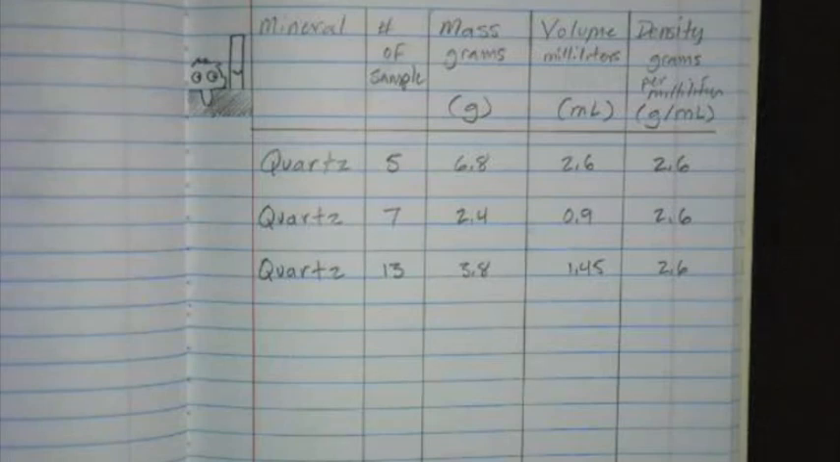Hopefully you've noticed that the thing that's staying the same on this data table is the density. Now, check the density you got for quartz. Was it around 2.6 grams per milliliter? If it's not, why do you think you got something different?